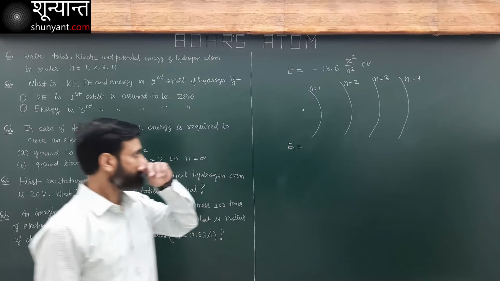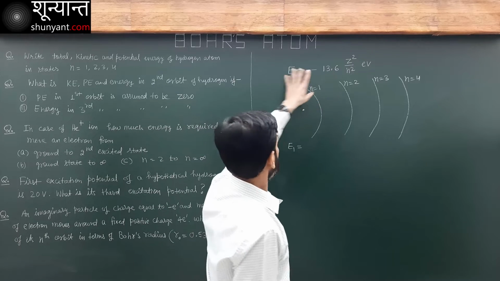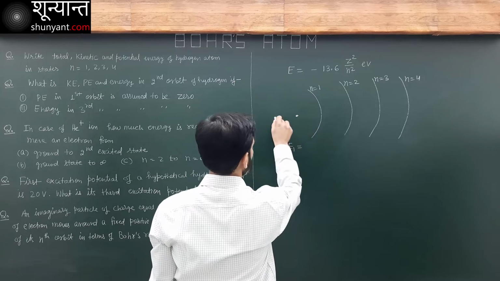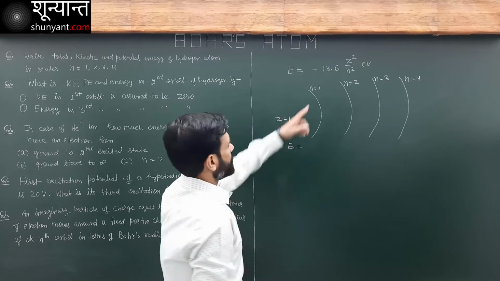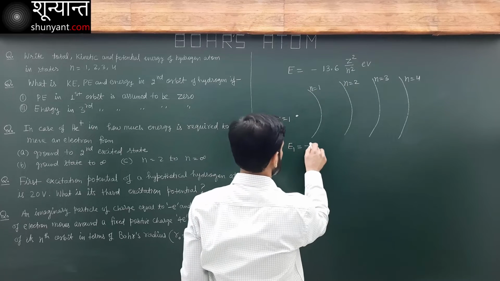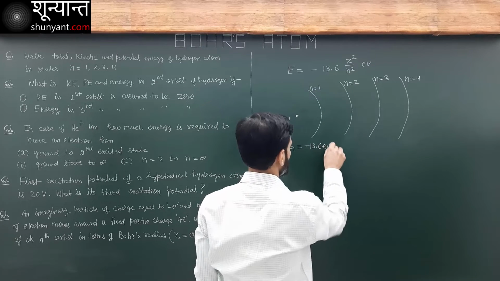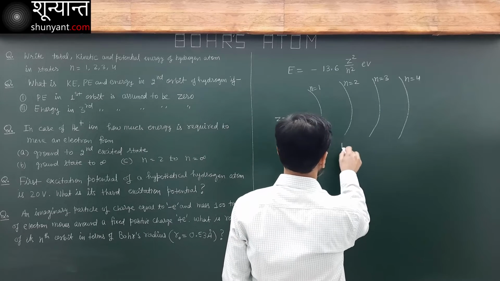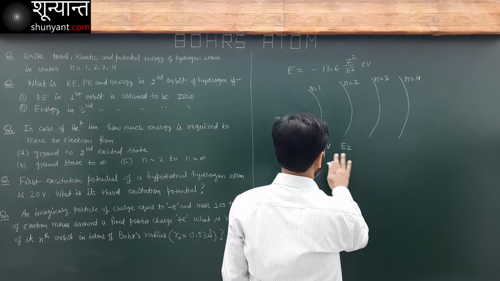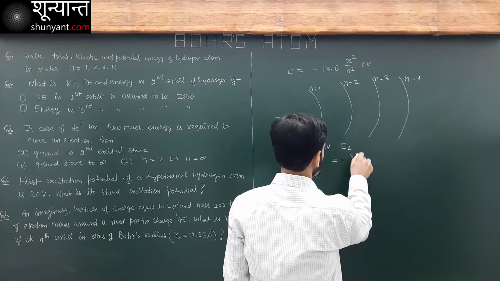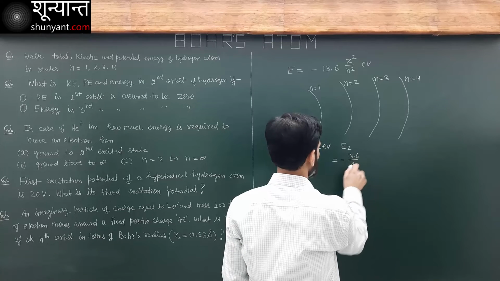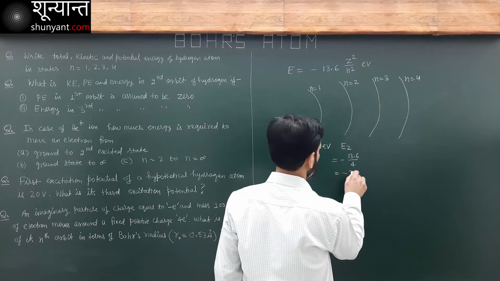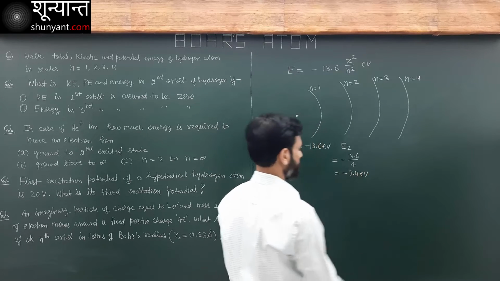Okay, Z is 1. We are doing this for the hydrogen atom, so Z is 1. For n equal to 1, it becomes minus 13.6 electron volt. Now the second state, E2. What will be E2? E2 is minus 13.6 over 4, since n square is 4. So this becomes minus 3.4 electron volt.